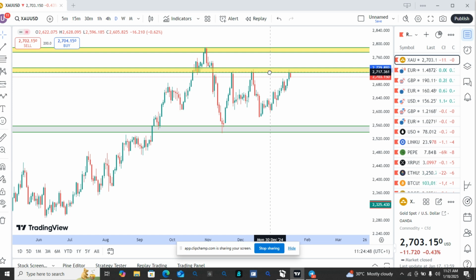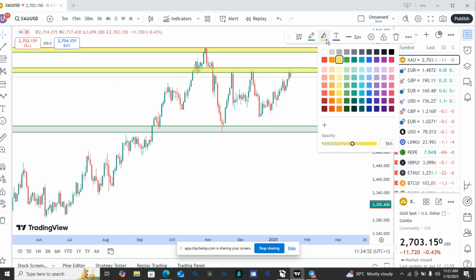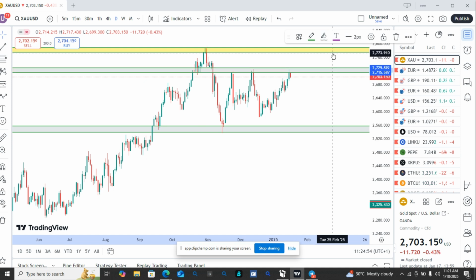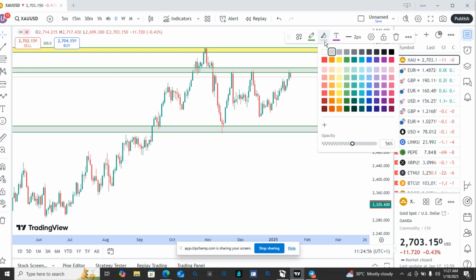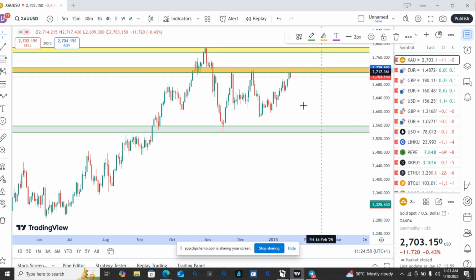So currently we are at a daily resistance level. That's where price is currently sitting. Let me change this color. Fine. So on gold, we are currently sitting at what? We are at daily resistance level.